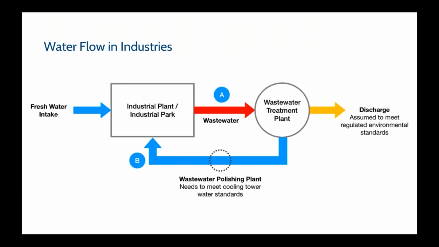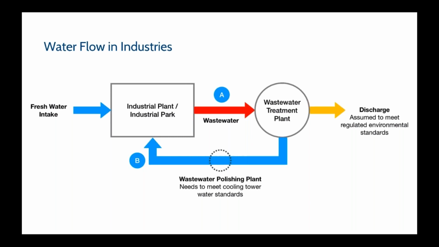So if you look at an industrial flow of water, a standard industry in most cases, it could be pulp and paper, it could be automobile manufacturing, it could be water heavy industry or non-water heavy. Most industries will require some amount of fresh water that they take from the environment. The water goes to an industrial plant. This plant uses the water and produces wastewater, which is what is measured at point A.